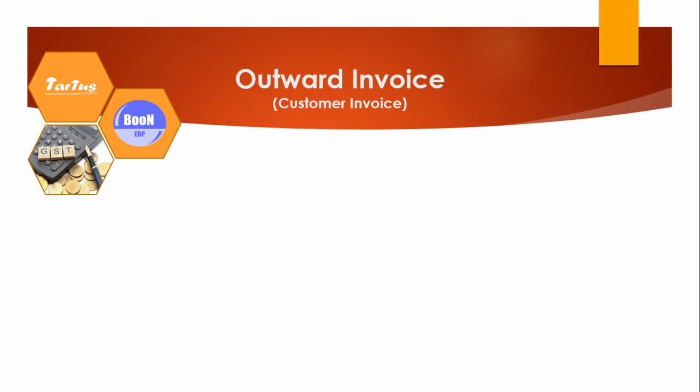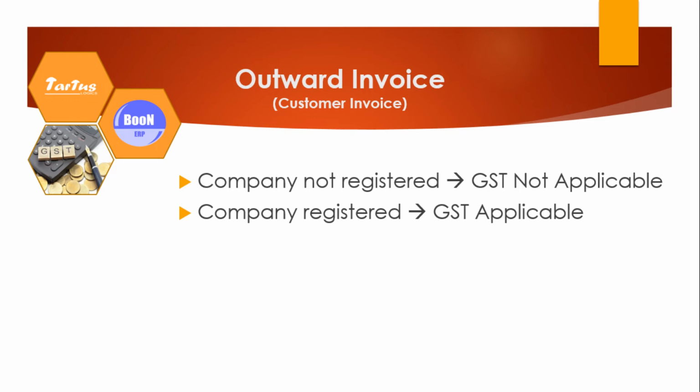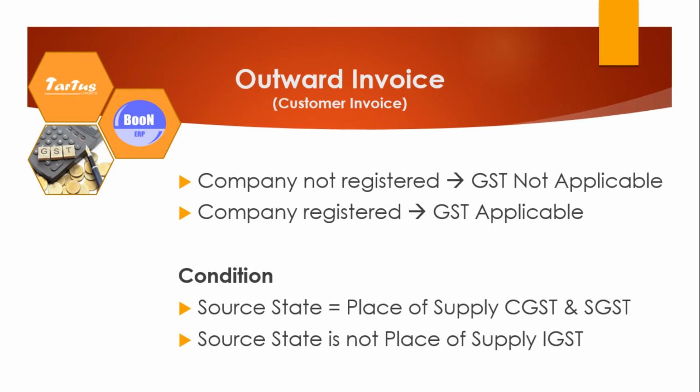Now let us look at the outward invoice or customer invoice. GST is applicable on the following conditions. If company is not registered, GST is not applicable. If company is registered, GST is applicable. Conditions for GST components are as follows. If selling state is same as place of supply state, then CGST and SGST is applicable. If selling state is different than place of supply state, then IGST is applicable. Cess is applicable if rate exists.